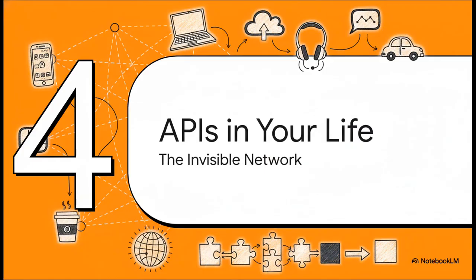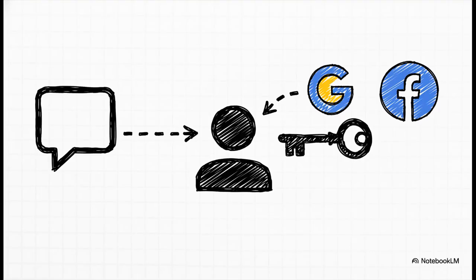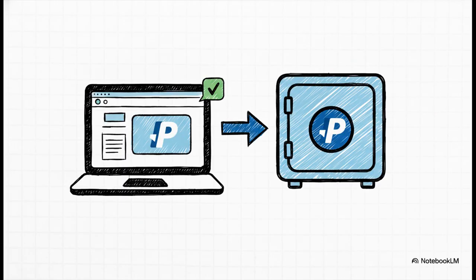And now we get to the really cool part. We've talked about what they are, how they work, so let's look at just how deep this invisible network runs in your everyday life. I think you're going to be pretty surprised. Have you ever used that sign in with Google or sign in with Facebook button? Of course you have. Well, that amazing convenience is an API, securely checking who you are without you having to make yet another password. Or how about when you click Pay with PayPal on some shopping site? You're not actually using that site's payment system. An API is securely connecting you to PayPal to do the deal and then sending the confirmation right back.